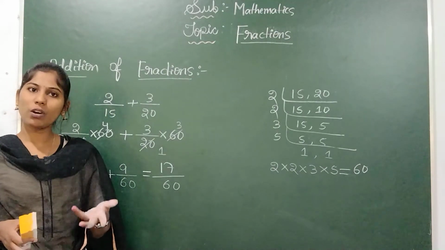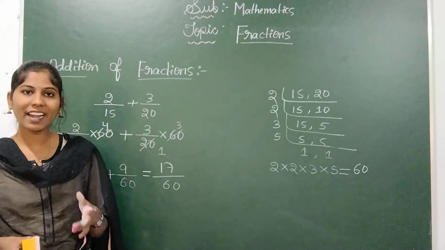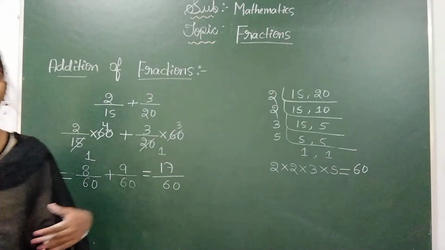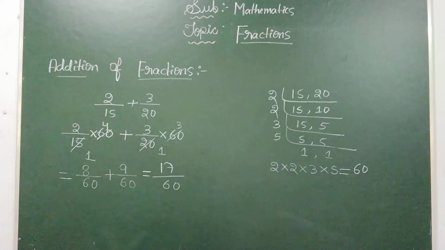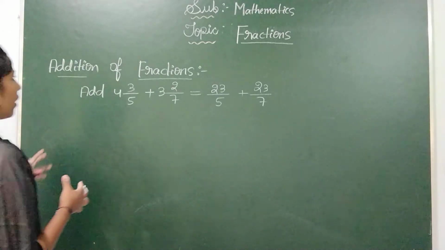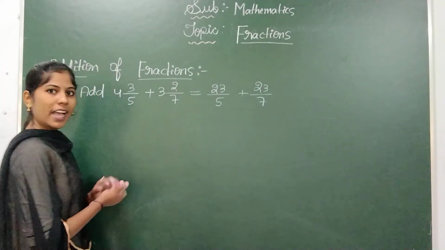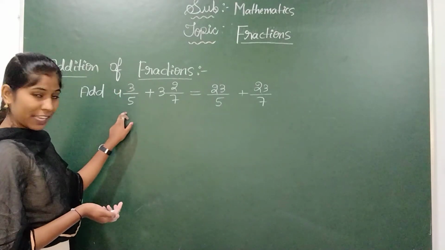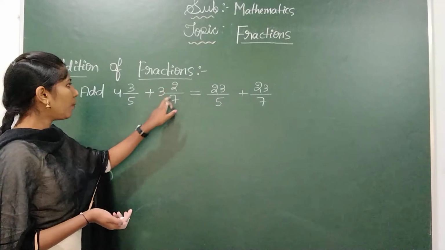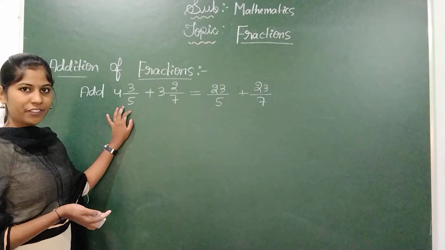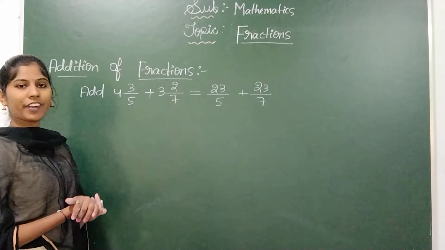So we can go with another example to add unlike fractions with the same method. Shall we find the answer for another fraction here? The next one, you can see in this example, addition of fractions: add 4 whole 3 by 5 plus 3 whole 2 by 7. Which kind of fraction is this? This is a mixed fraction. This is also a mixed fraction.